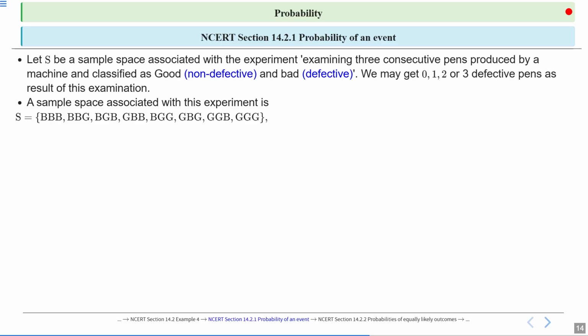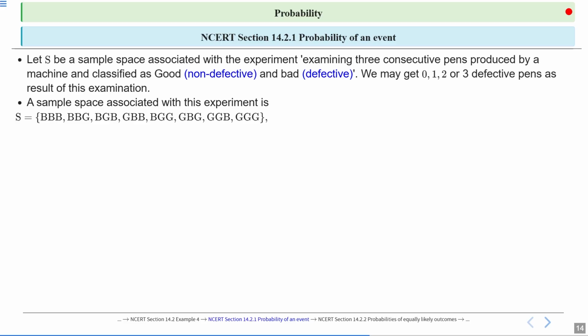The sample space S contains the sample point BBB. What does this mean? It means three consecutive pens produced by a machine and classified as bad. All three pens may be bad. The second sample point is BBG, meaning the first two pens are bad and the last pen is good. Or it may be that the first pen is bad, the second pen is good, and the third pen is bad.